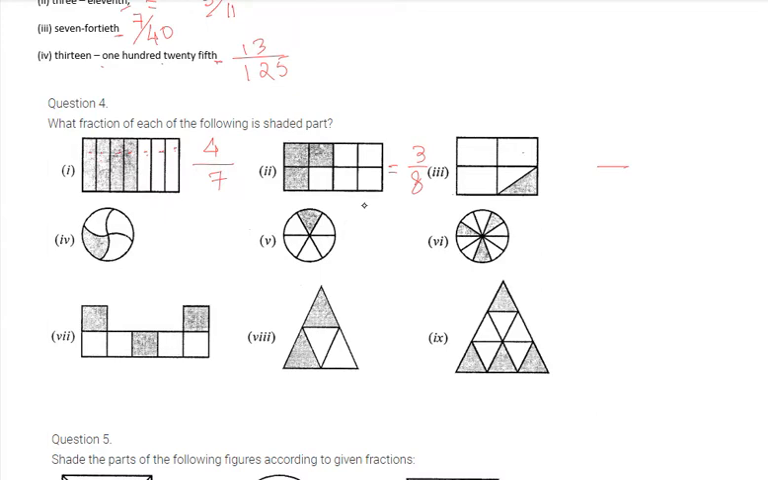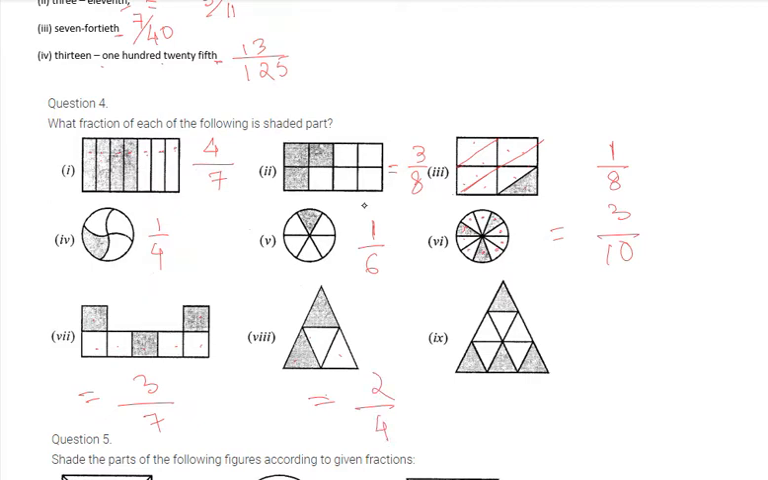Now see, 1, 2, 3, 4, but this fourth one is divided into two more parts. Each part should be of equal size, so if I divide each of them, I get a total of 1, 2, 3, 4, 5, 6, 7, 8. So out of 8, only one part is shaded. Then this is 4 equal parts, 1 out of 4. This is 6 equal parts, 1 out of 6. This is 1, 2, 3, 4, 5, 6, 7, 8, 9, 10, so out of 10, 3 parts are shaded. This is 1, 2, 3, 4, 5, 6, 7, so 3 out of 7.